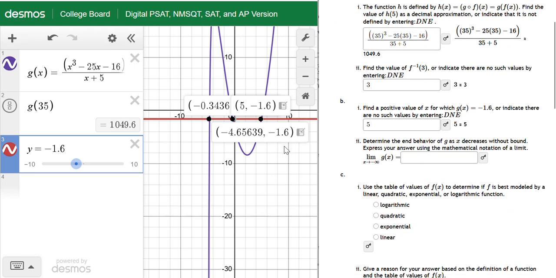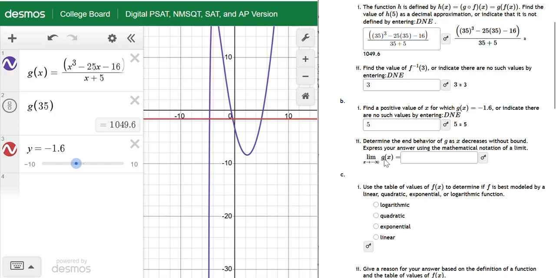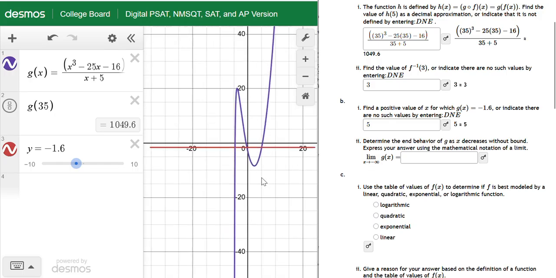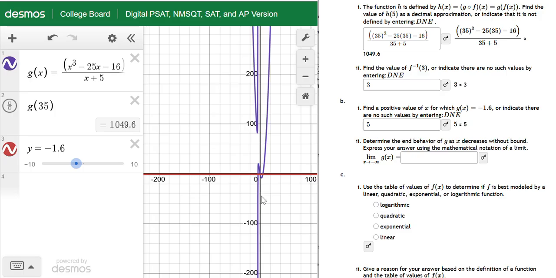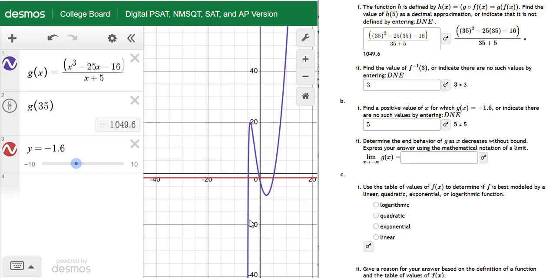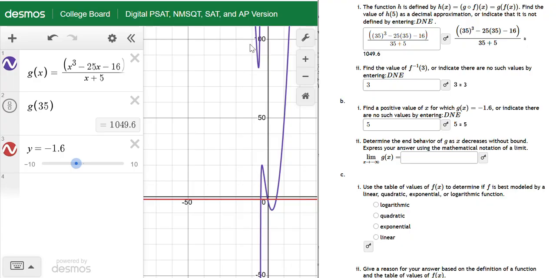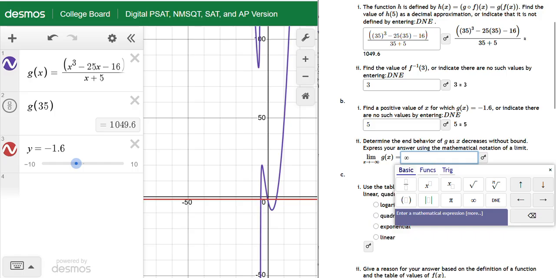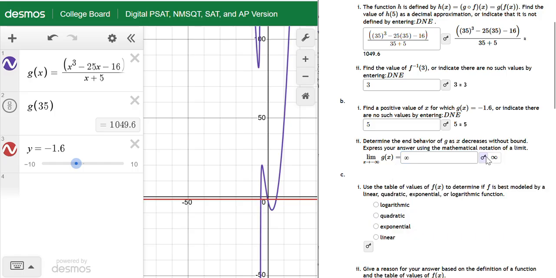Next, if we look at the end behavior of the g function right here, as x approaches negative infinity, notice as you're looking at that, if you don't zoom out properly, you might think that it goes down. But if you zoom out, you actually see as you move to the left, this graph is going higher and higher and higher. So the answer is going to be infinity for that.